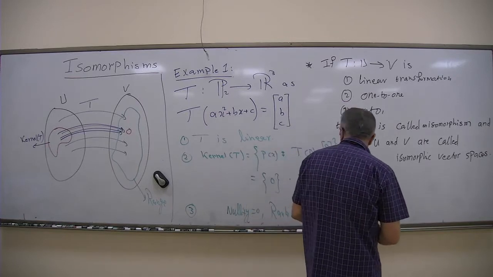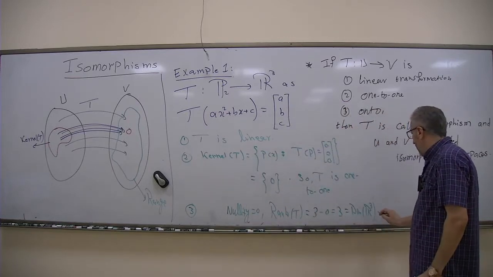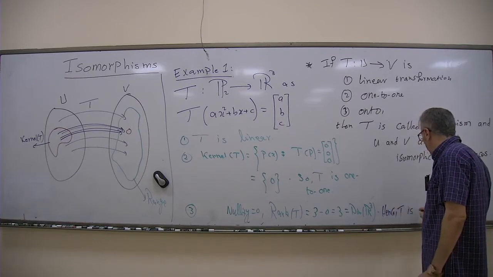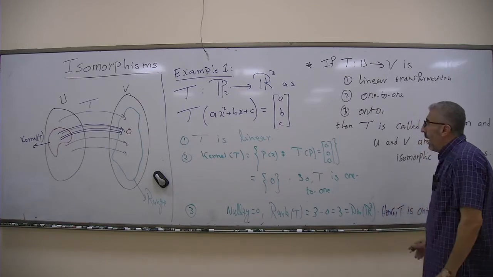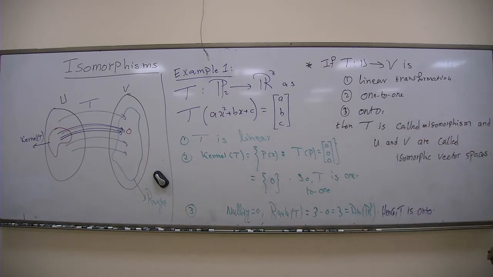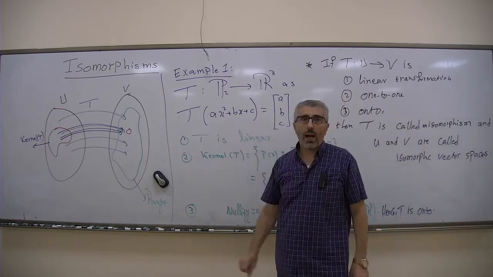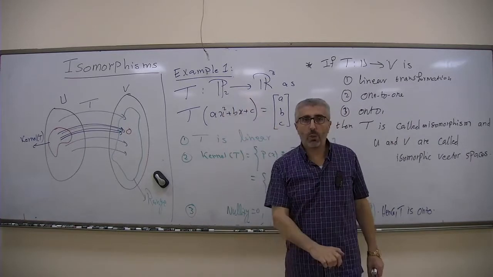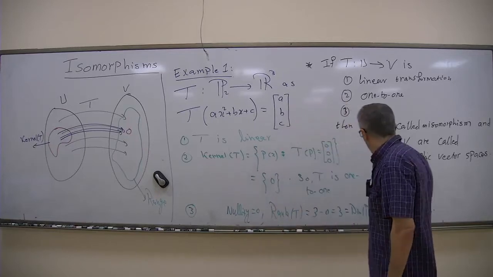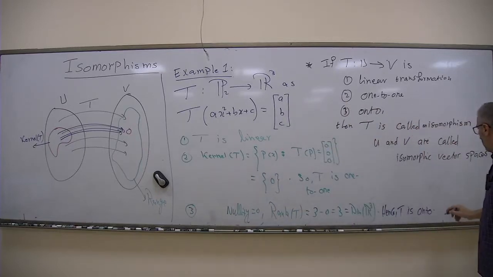And this means, hence, T is onto. Now, it is one-to-one, it is onto, it is linear. So this linear transformation is an isomorphism between those two vector spaces. And those two vector spaces, they are isomorphic. So T is an isomorphism.